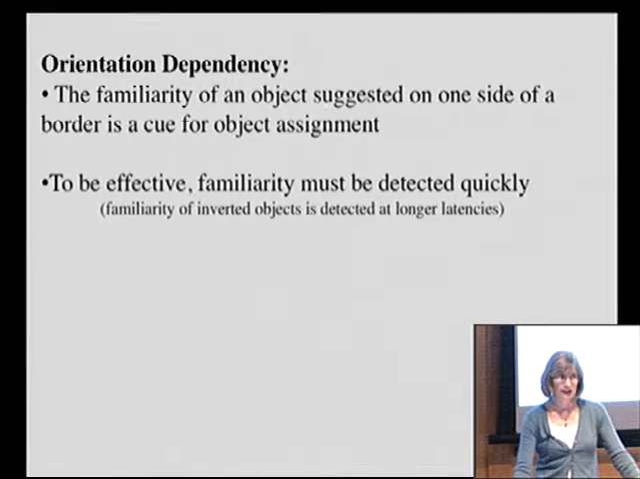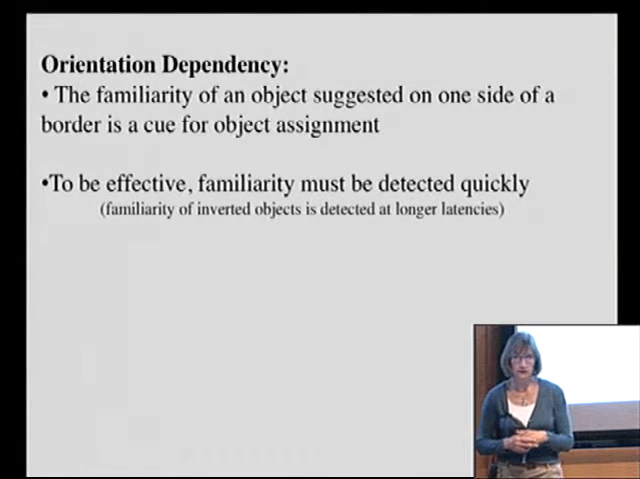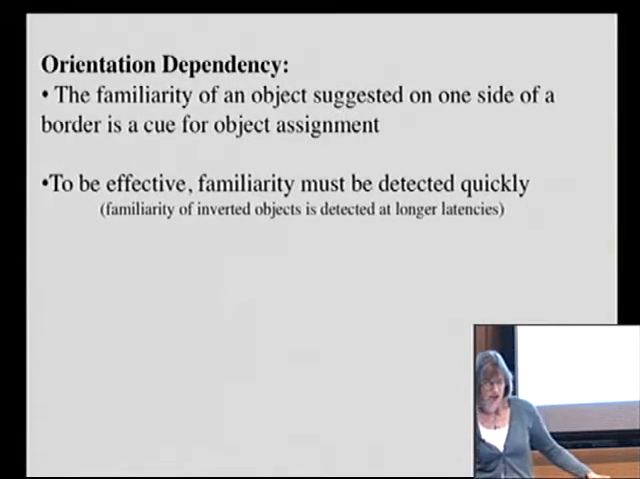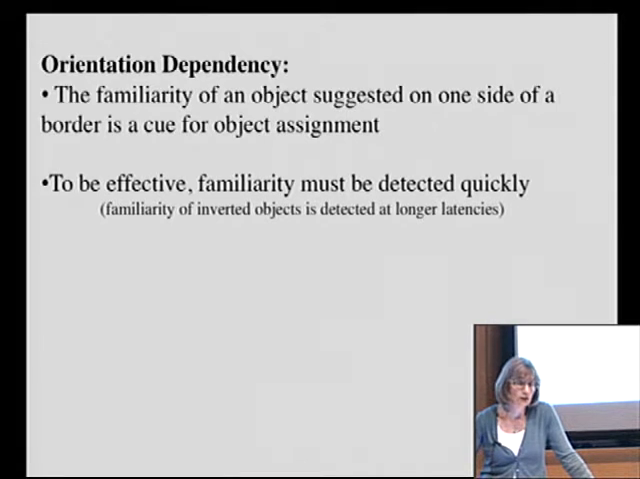So we took the orientation dependency of our results, the fact that the orientation, upright versus inverted, of the stimulus mattered, to suggest that the familiarity of an object that might be seen on one side of a border is one more property that is considered by the brain before it decides where an object lies in the visual field. And also, we took these data to indicate that to be effective, familiarity has to be detected very, very quickly. This detection that I'm talking about is unconscious, by the way.